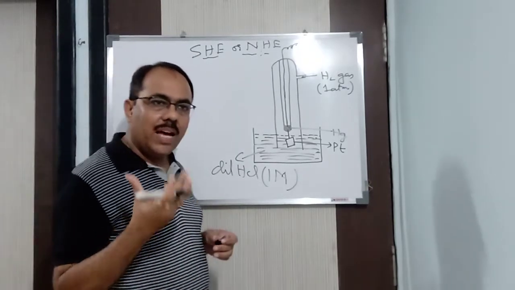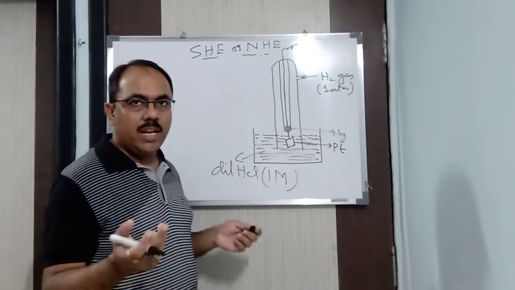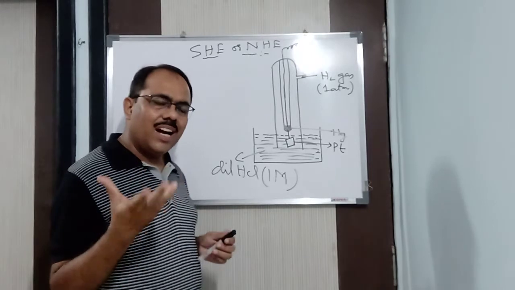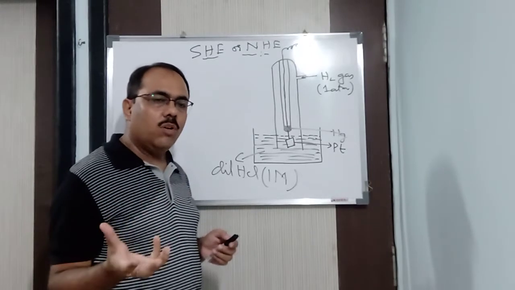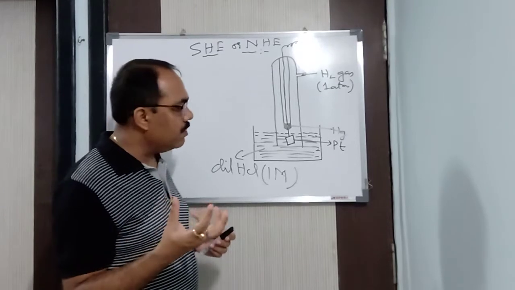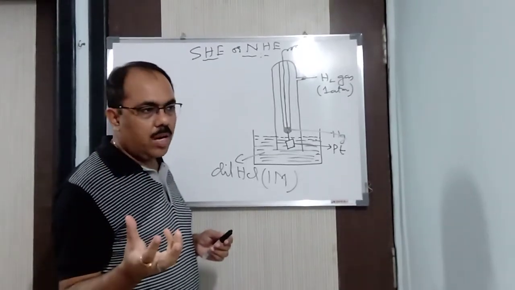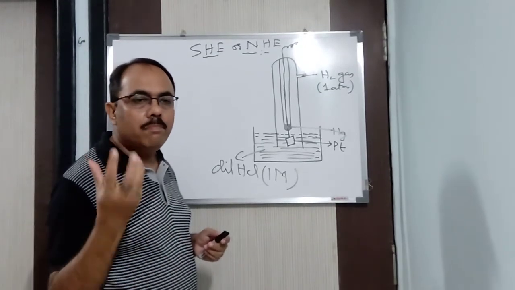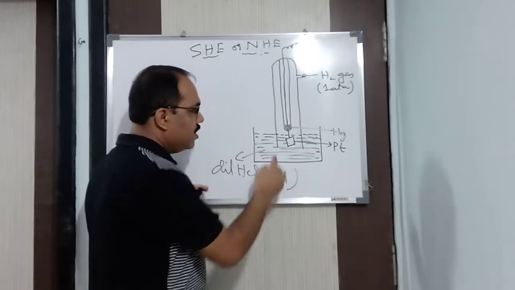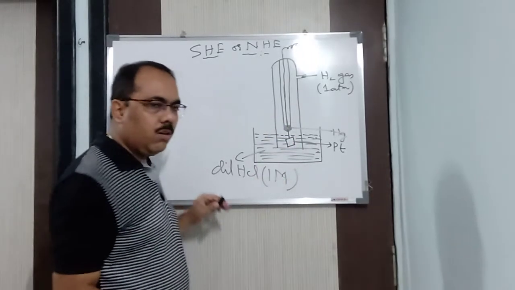When you heat platinum to a very high temperature, just like carbon, platinum becomes a black powdery mass. That particular black powdery mass is known as platinized black. So you take that platinized black and you put it over the block of platinum.